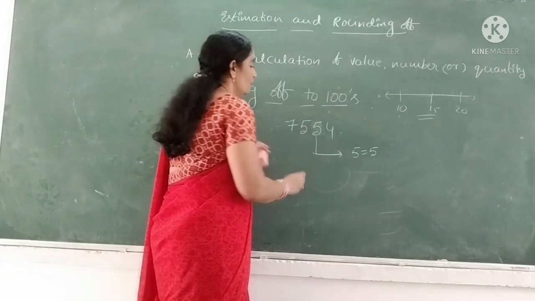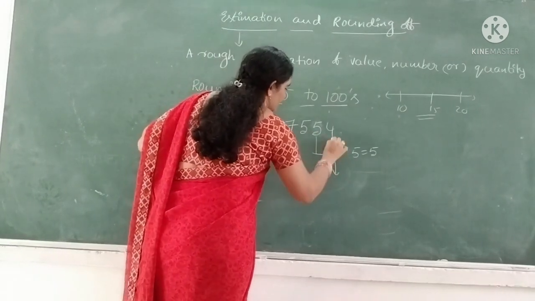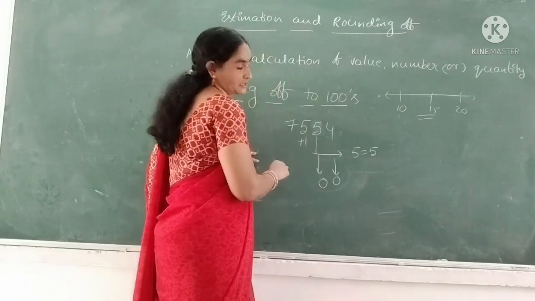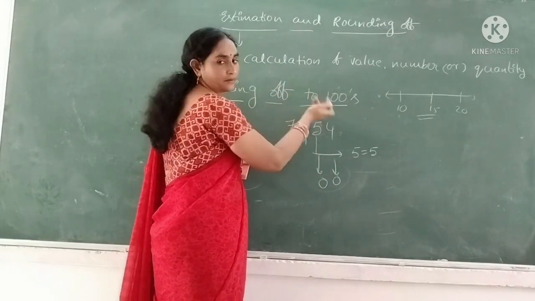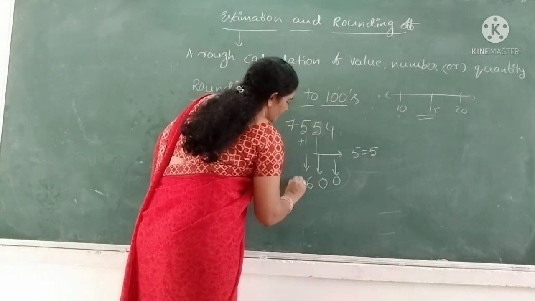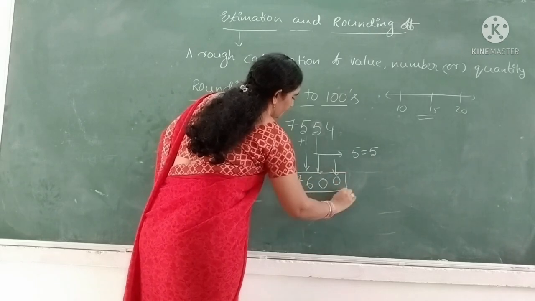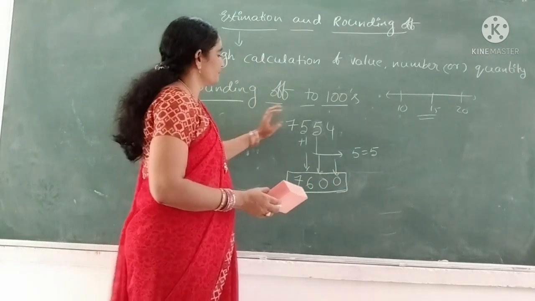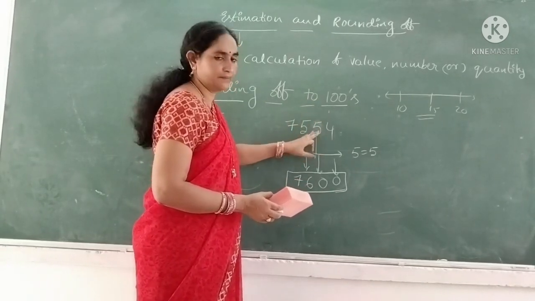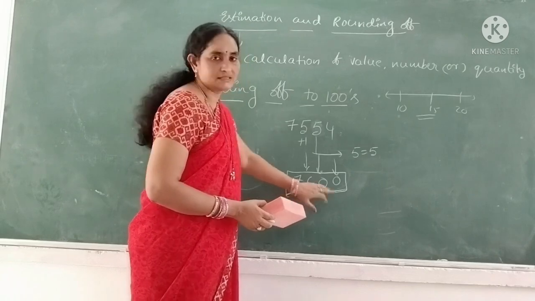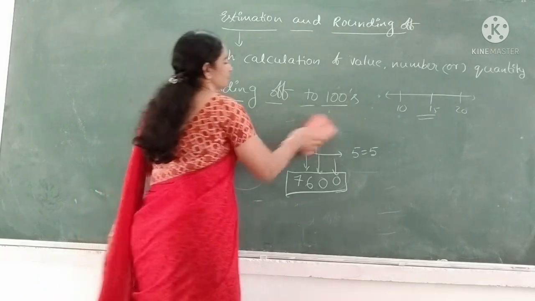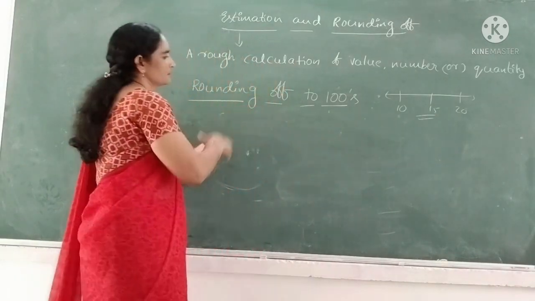Now we learn the mid value. 5 is equal to 5. So we take the ones place as 0, the 10th place as 0, and add 1 to the 100 place, because we are rounding off to 100. 7554 becomes 7600. Next we learn rounding off to thousands.